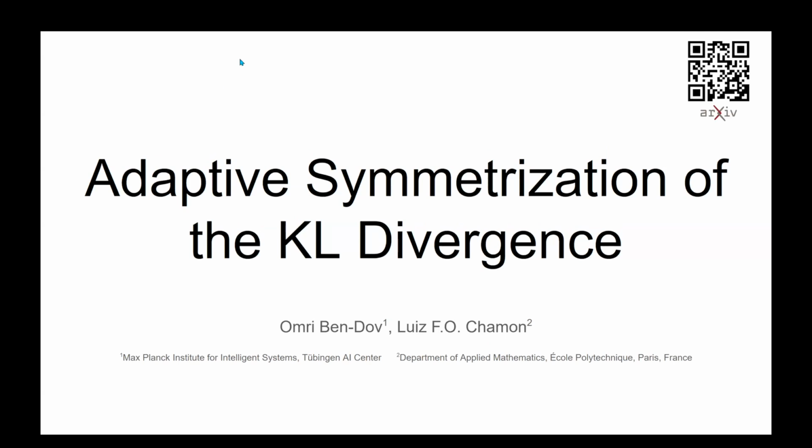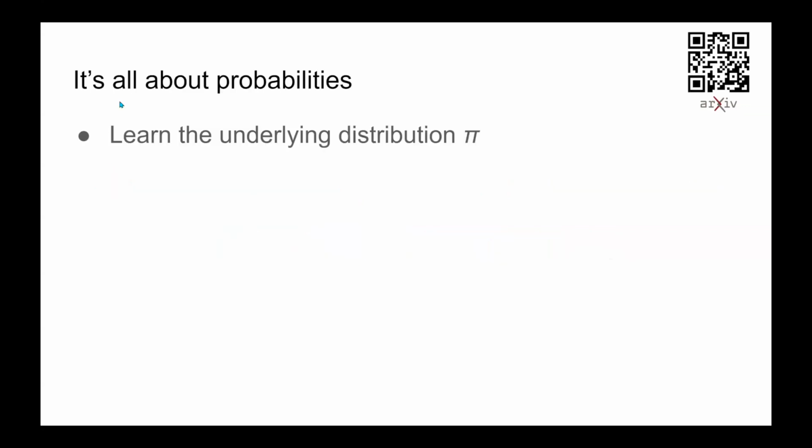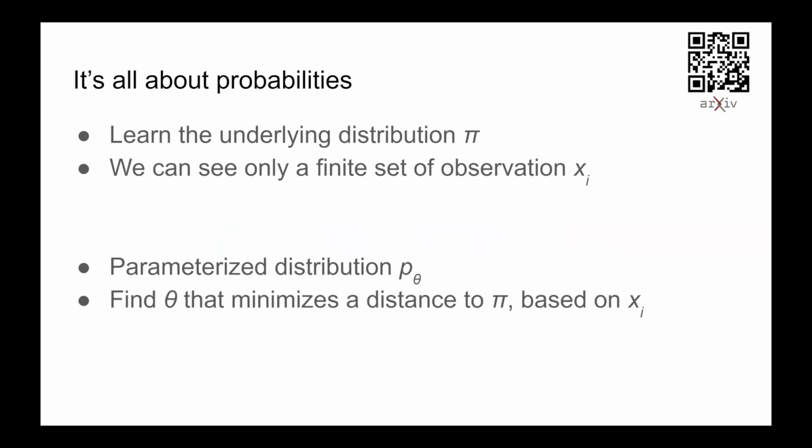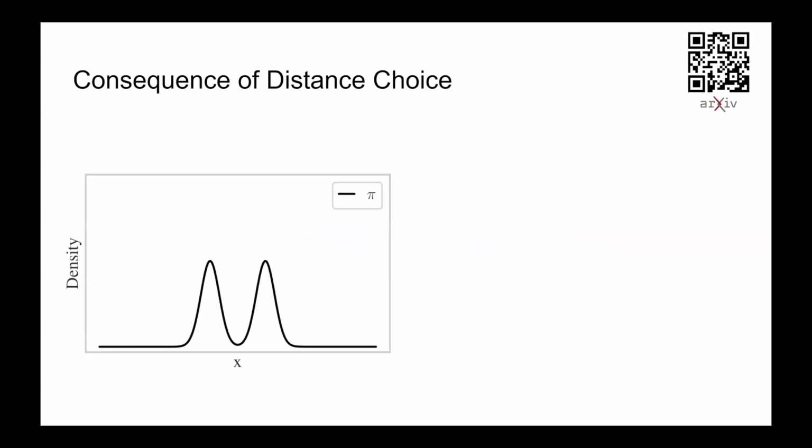So we begin with the general setting of machine learning, where we try to learn some true distribution called pi, but we only have access to a finite set of samples or observations. And the common approach to solving it is to define some parameterized distribution, P with parameters theta, and to find the parameters that best minimize some distance to the true distribution. So this distance is some divergence function, and the choice of which divergence we minimize can have a great impact on how we optimize and the quality of results we get.